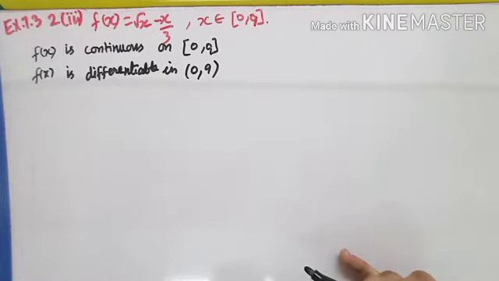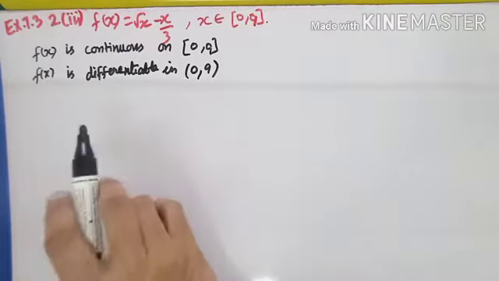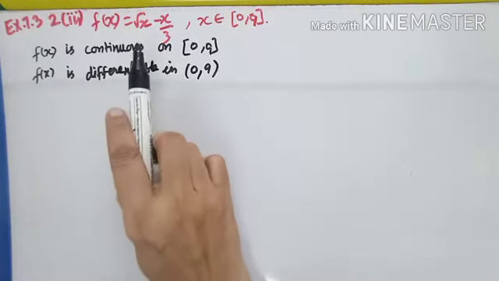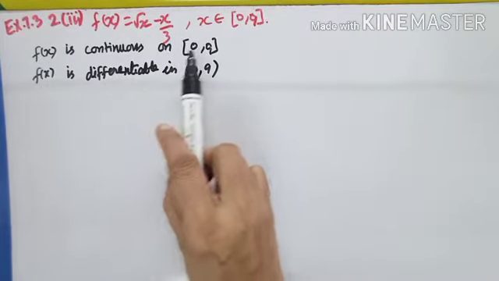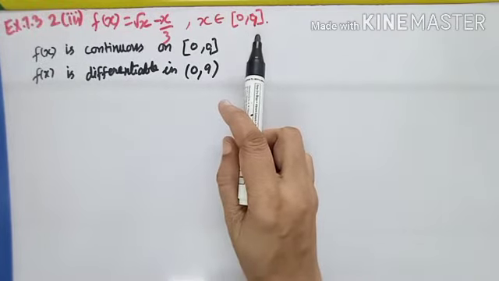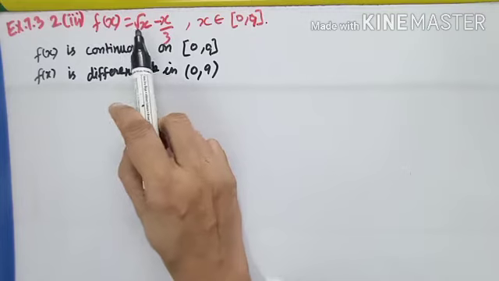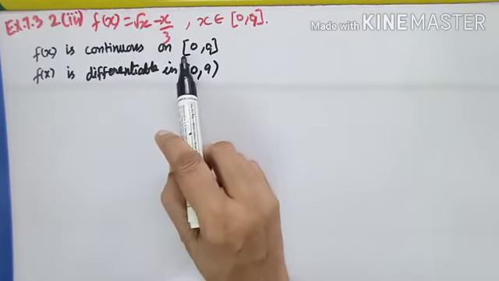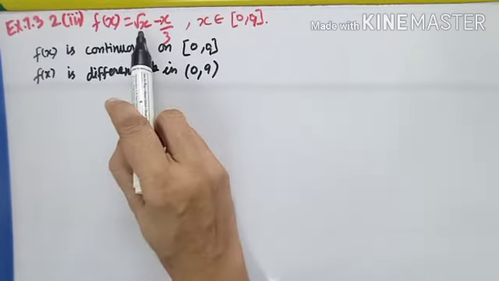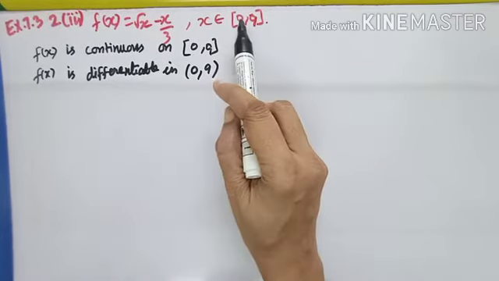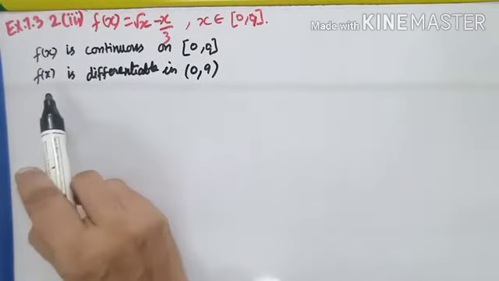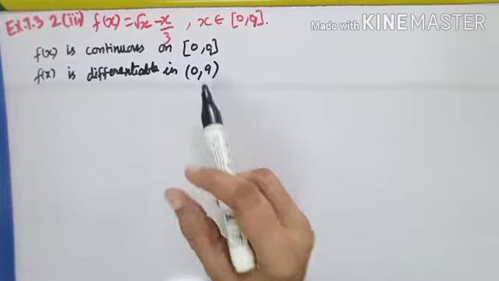Exercise 7.3, question number 2, subsection 3. f of x equals root x minus x by 3, x belongs to 0, 9. There is no denominator, so it is a continuous function on 0, 9. Root x is there, but x becomes 0, and 0 is inclusive. f of x is differentiable in the open interval.